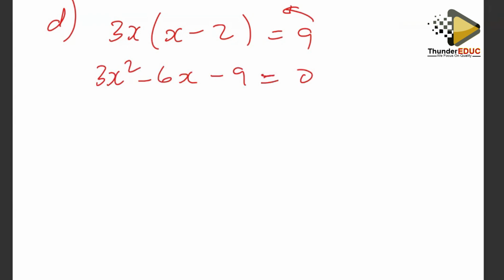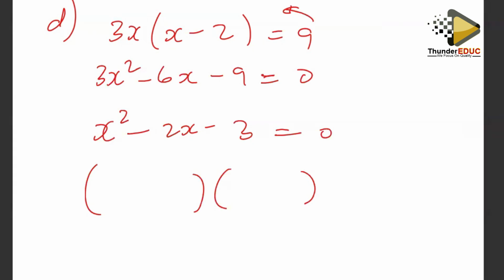What I notice is that there's a 3, 6, and 9. So 3 is common. So divide through. If you have an equal sign, you don't need to factorize out, just divide through by what is common. So that's going to be x squared minus 2x minus 3 is going to be a 0. Which means my product is a negative 3, my sum is a negative 2.